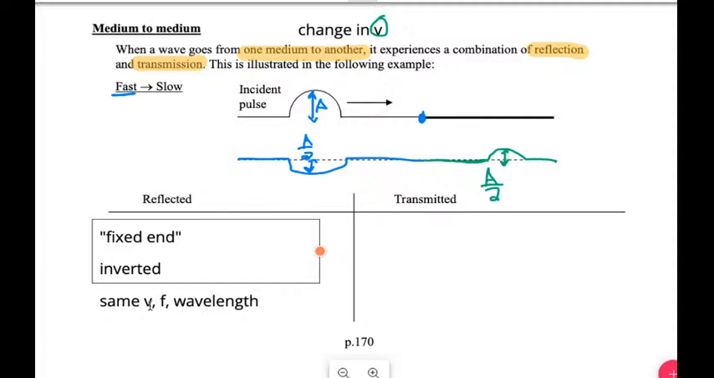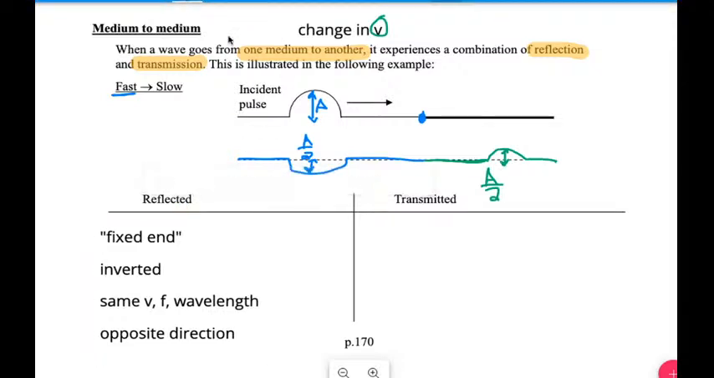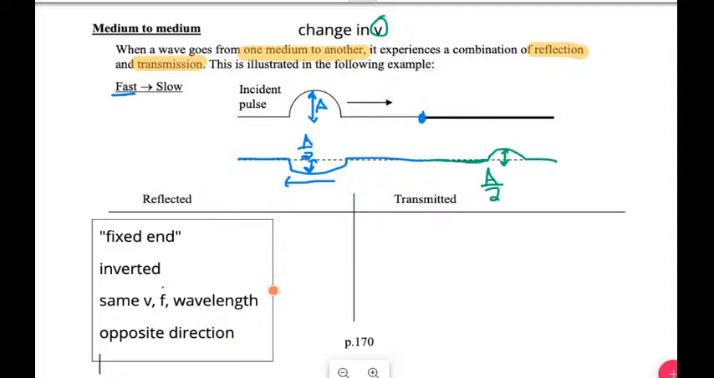All right, so same V, F, and wavelength as it's in the same medium, and frequency always stays the same. It's now traveling in the opposite direction, right? It's coming back at us this way. Sorry, I'll make that blue. And we have a decrease in amplitude, because the energy of this initial wave is being split between the reflected and the transmitted wave.